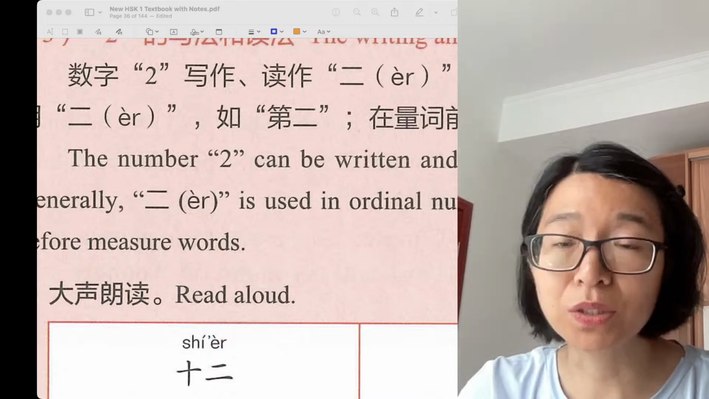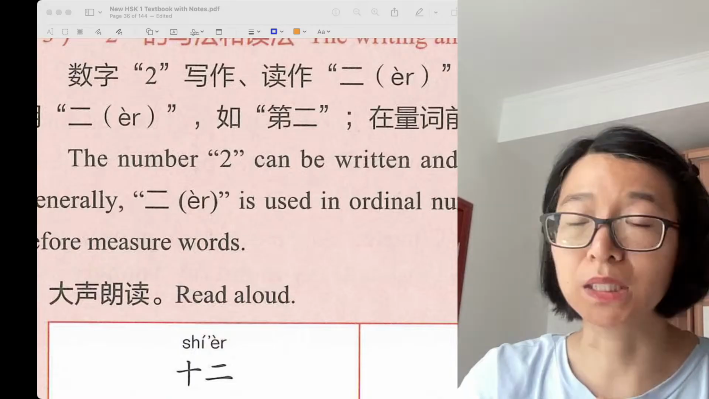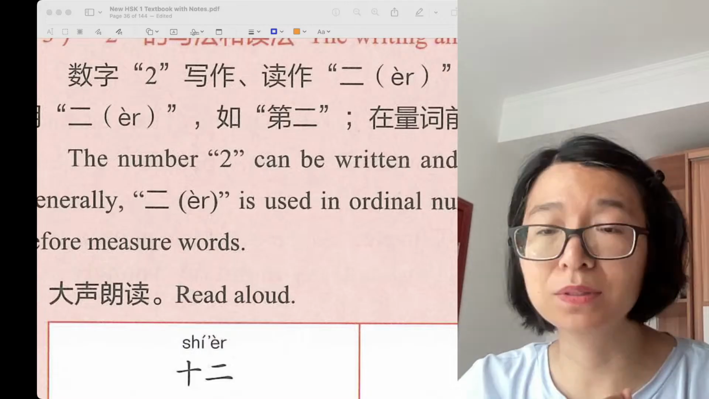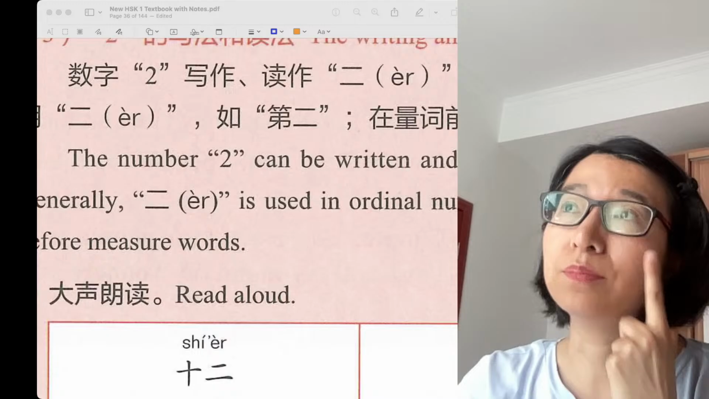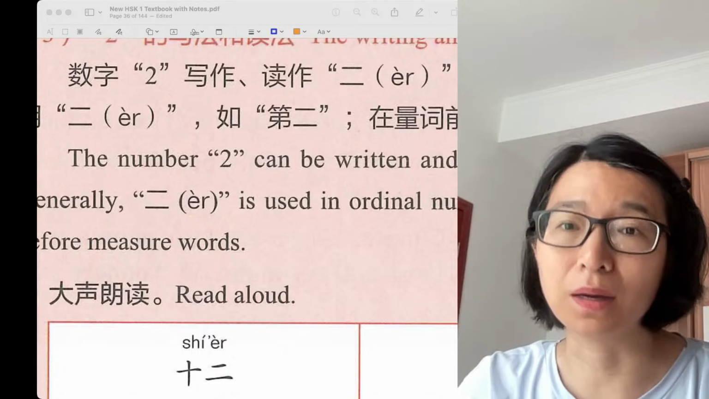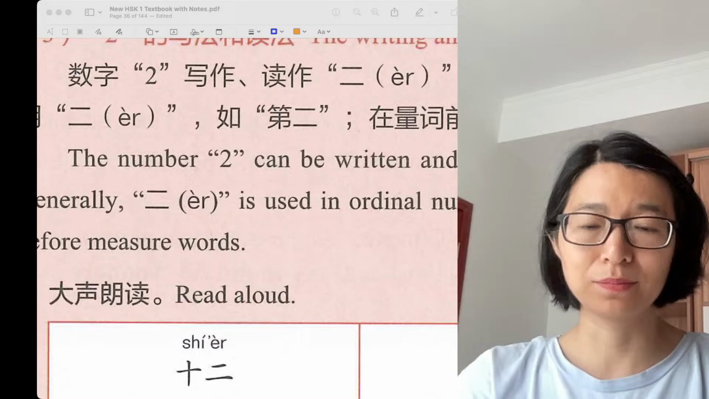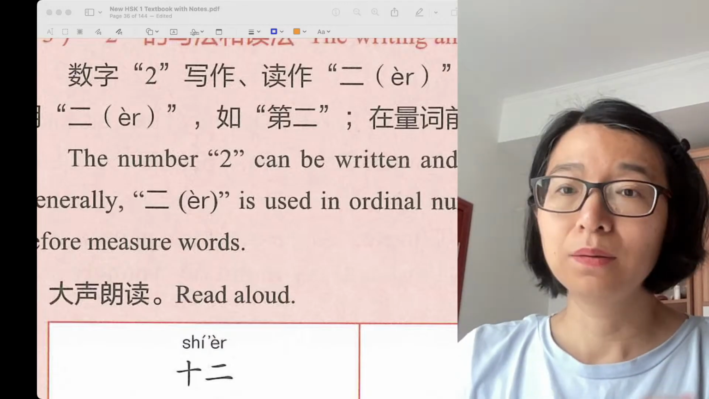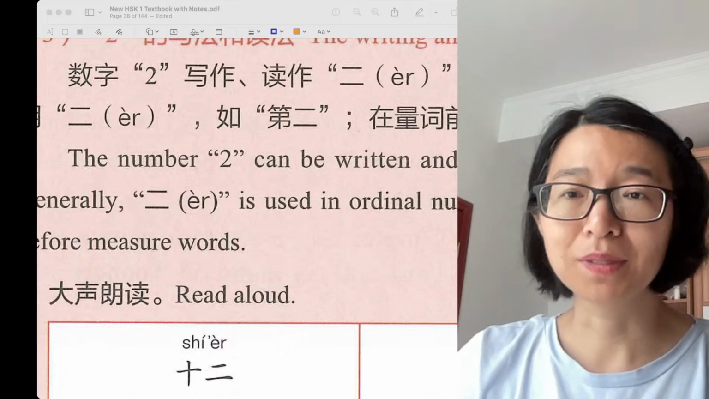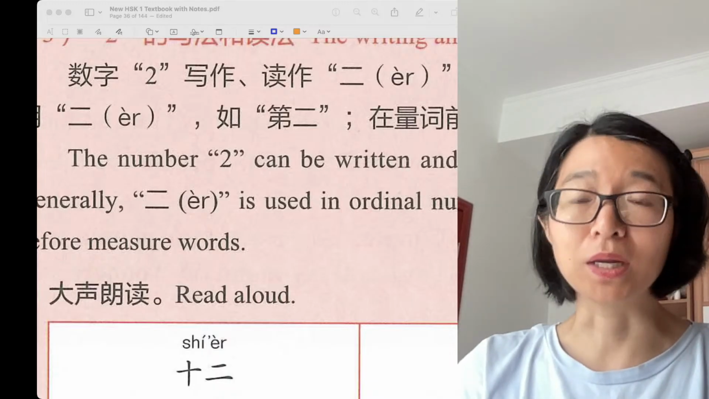But how about 200? How do you say it? 200, that is 二百 or 两百. Actually, you can say both. In Shanghai, people say 两百, but in some other places, everyone says 二百. I like to say 两百, it's more natural. How about 2000? Okay, I suggest you just say 两千 instead of 二千. Okay, 两千.